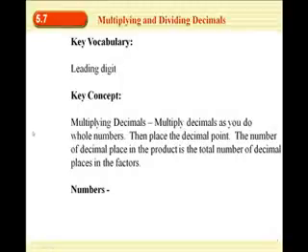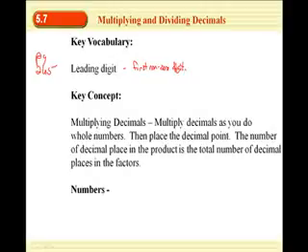Alright, 8th grade 5.7. This is on page 265 in your book. We were just adding and subtracting with decimals. Now we're going to multiply and divide. The leading digit of a number is the first non-zero digit. So they may have us do some rounding here. We'll see what happens as we talk about leading digits.